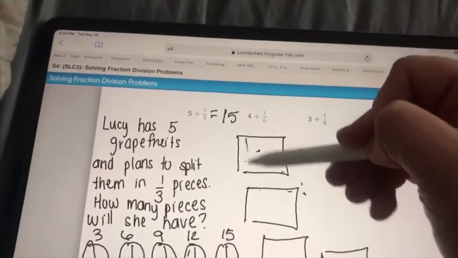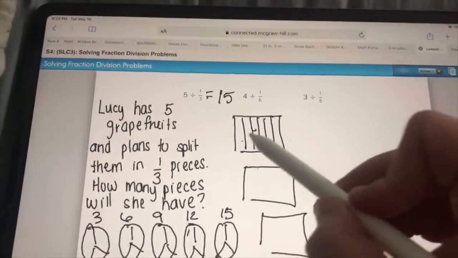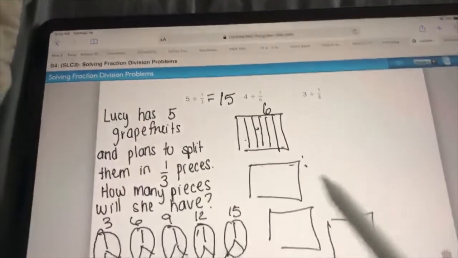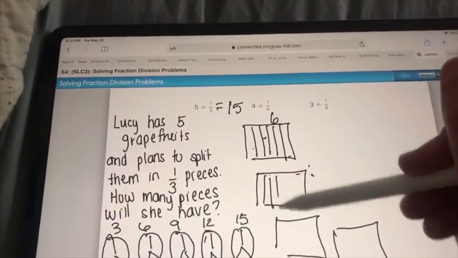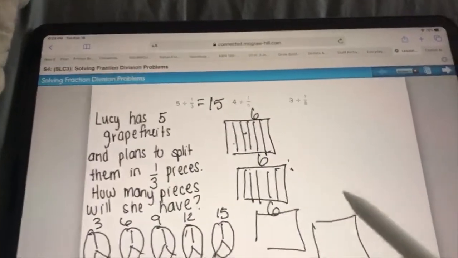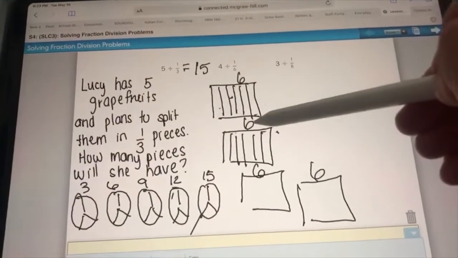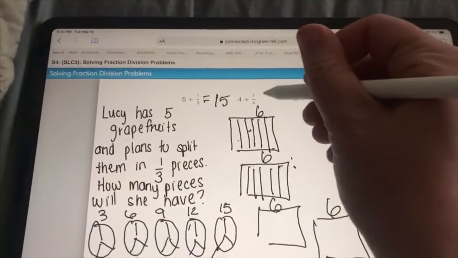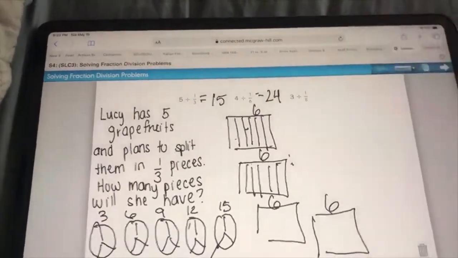So 1, 2, 3, 4, 5, 6. There would be 6 pieces here, 6 pieces here, 6 pieces here, and 6 pieces here. So 6, 12, 18, 24. So 4 divided by 1/6 equals 24.